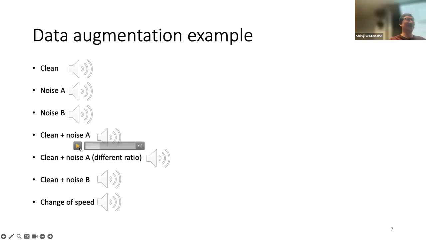We're just adding them. There are several parameters, but one of them controls the gain, making the noise louder or smaller, because that also affects the performance. And the neural network knows this kind of variation, so it can actually learn that.